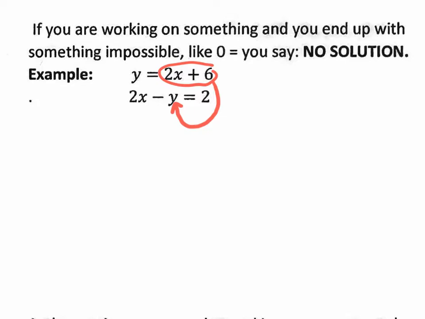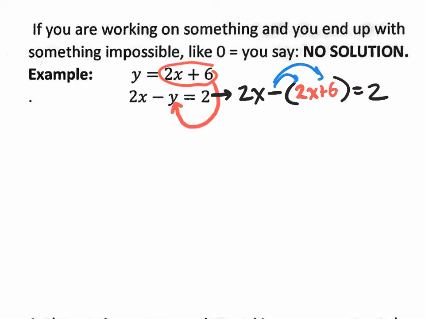So my bottom equation is going to be 2x minus y equals 2, but instead of the y, I'm plugging in the 2x plus 6. And right here, we do have that minus sign to distribute. So let's distribute the minus sign, put it right in front of the 2x, and put it right in front of the 6. So my new equation is 2x minus 2x minus 6 equals 2.